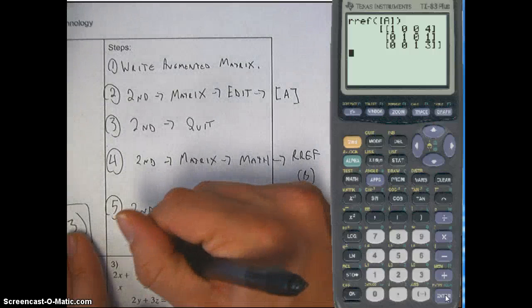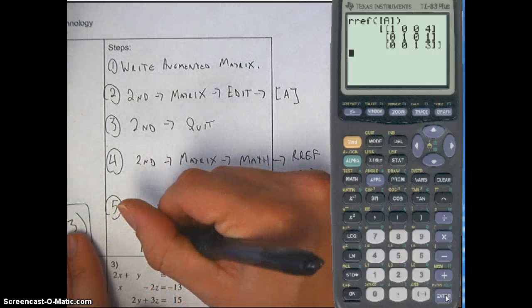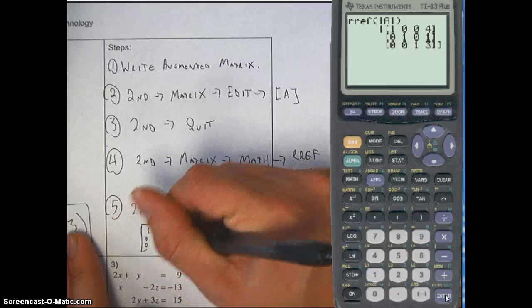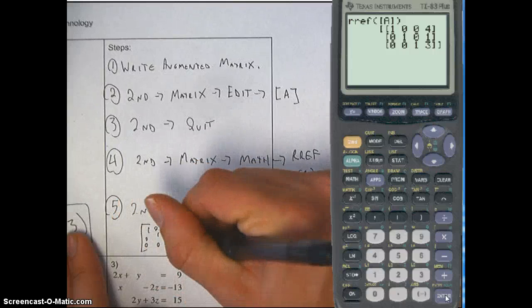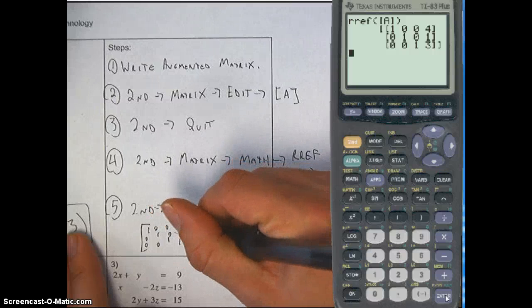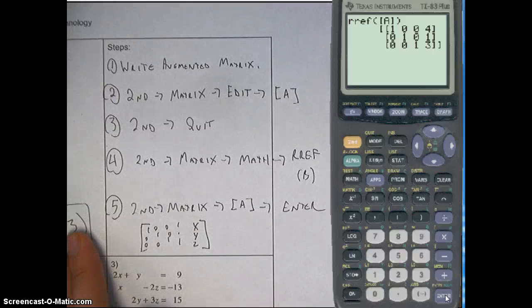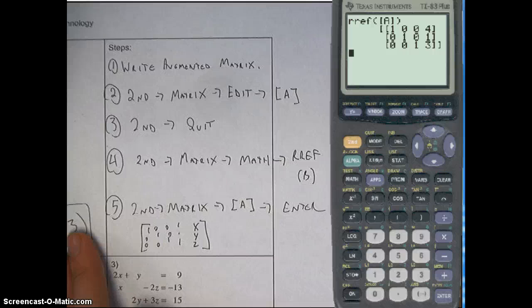Now it spits out, hopefully, if you've done it right, an X, a Y, and a Z for you. That's a pretty easy way to solve a system of equations. The only thing complicated is typing it into the calculator properly.